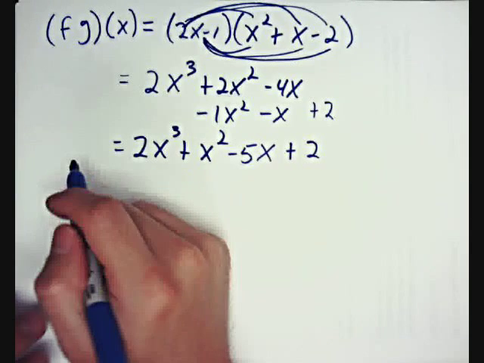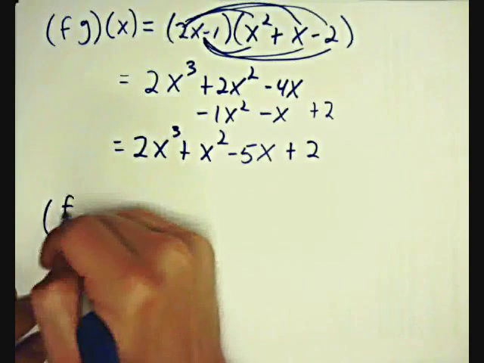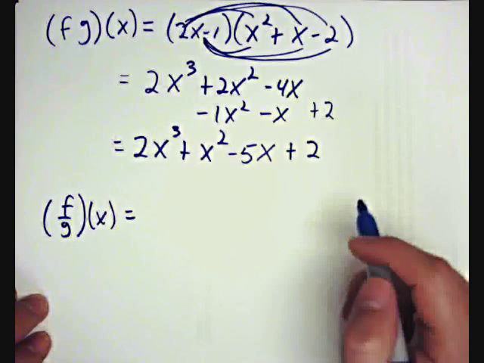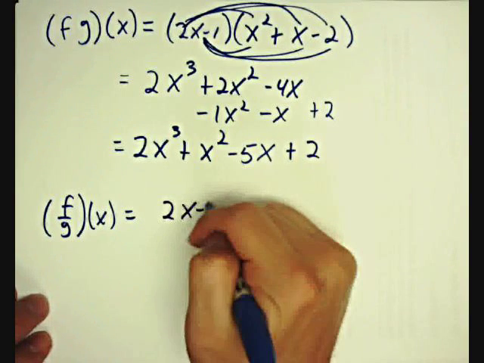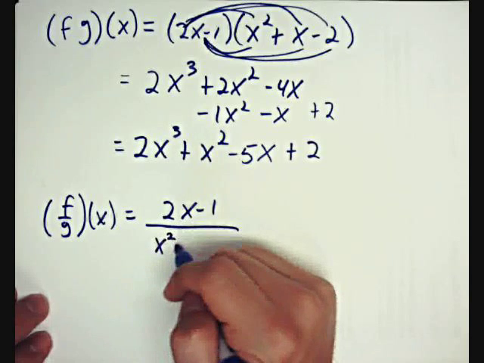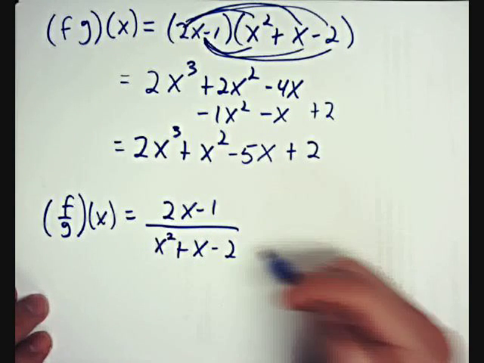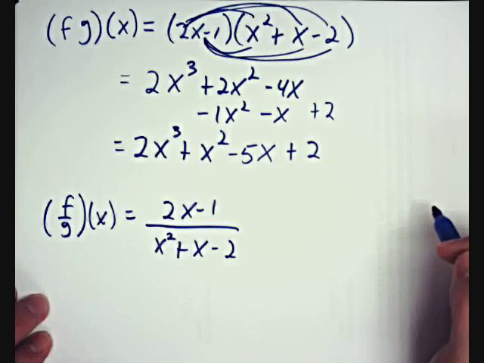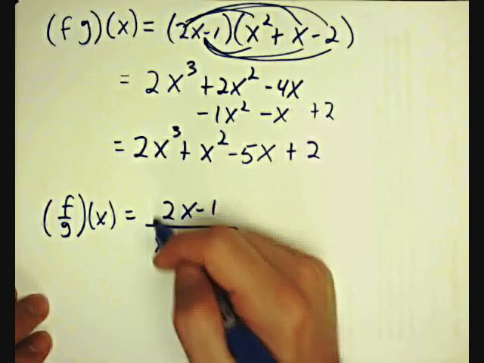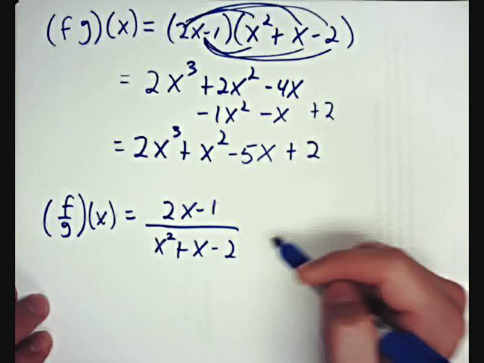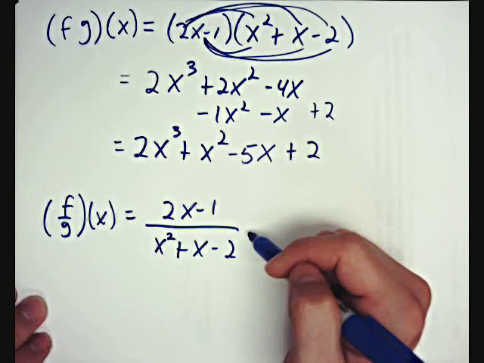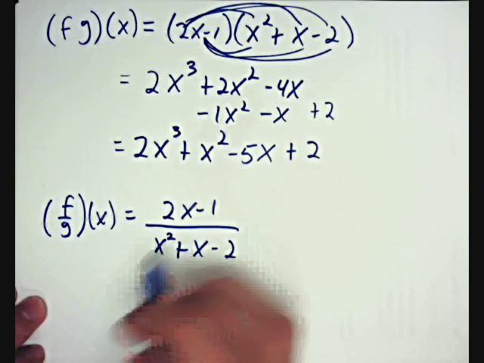Our last part, part D, we're asked to find f over g of x. So this is division. We're going to take the function f, 2x minus 1, and divide by the function g, x squared plus x minus 2. Okay? So there's our solution. Only thing left to do is figure out when the denominator equals 0. And we want to exclude those from our domain of all real numbers.